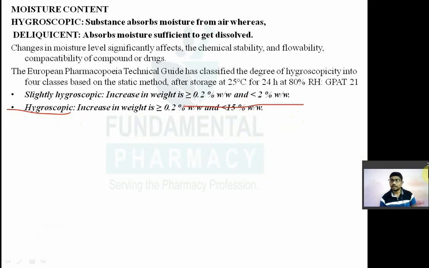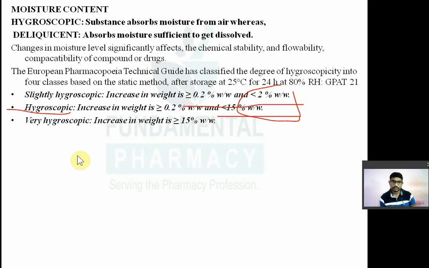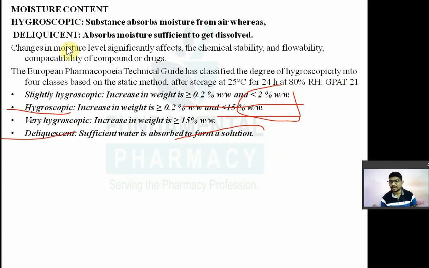Okay, now if increase in the weight of that compound by absorbing moisture is more than 0.2% but less than 15%, ये याद रखो, less than 2%, less than 15%. So if increase in weight is more than 0.2% weight by weight but less than 15% weight by weight, that compound is known as a hygroscopic. If increase in weight is more than 15%, then it is known as a very hygroscopic. Now if it absorbs sufficient water to become a solution, then it is known as a deliquescent.